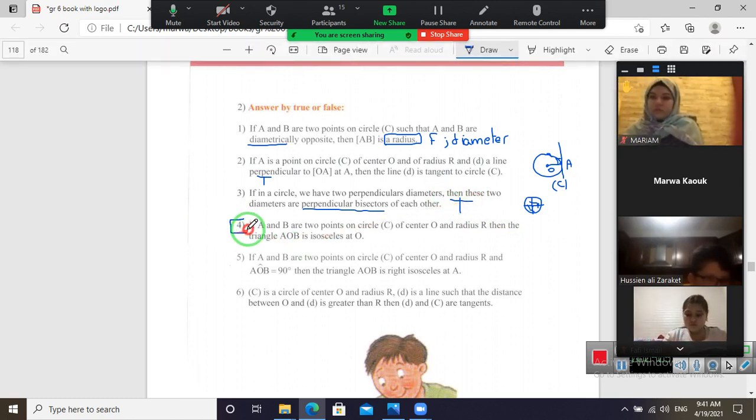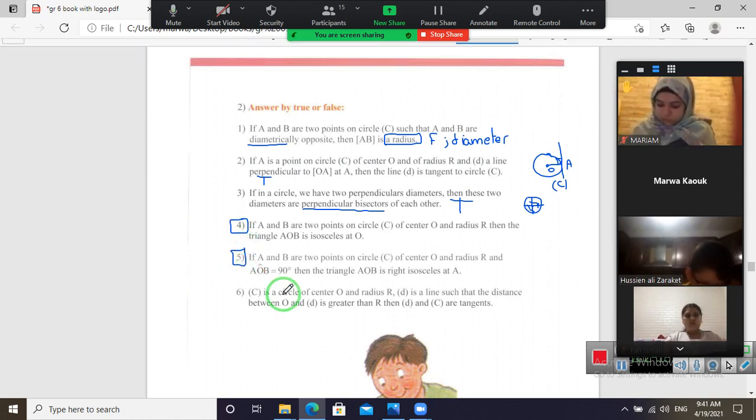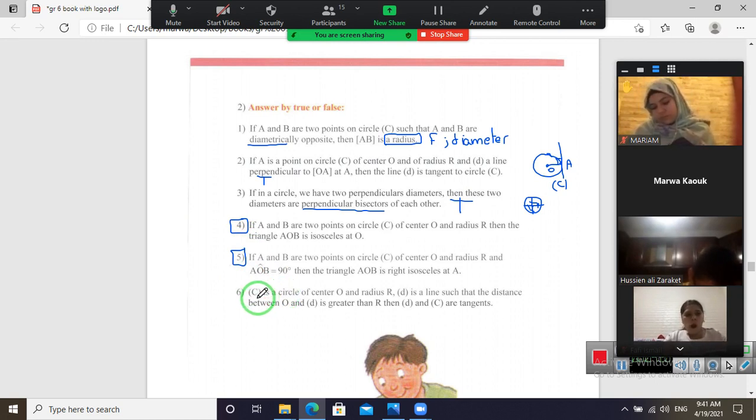Parts 4 and 5, I don't want to solve them now. When we get to the chapter on triangles, I will solve them with you since they are included with triangles. Let's not solve them. Let's move to part 6.